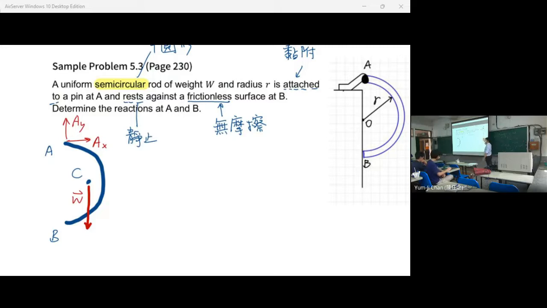How about B? B is frictionless, so it can move freely up and down. So it cannot move left and right, so we have only one force P here. I may draw W a bit shorter. Okay, like this.